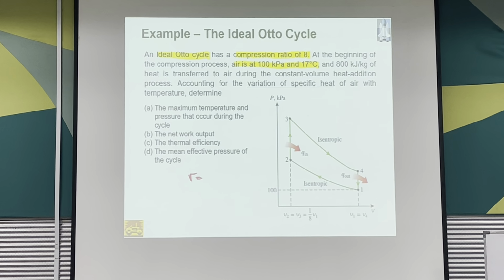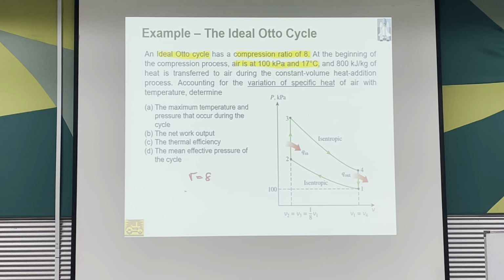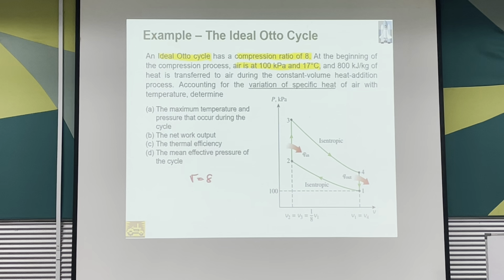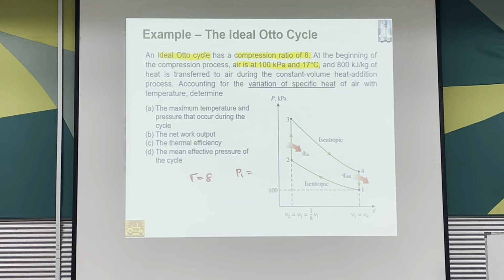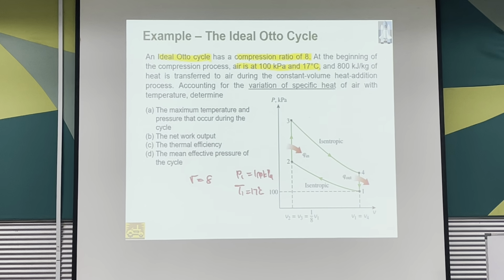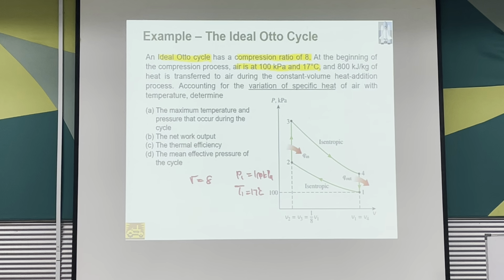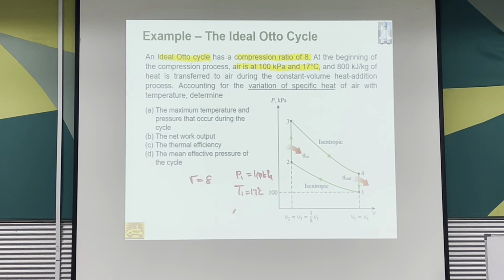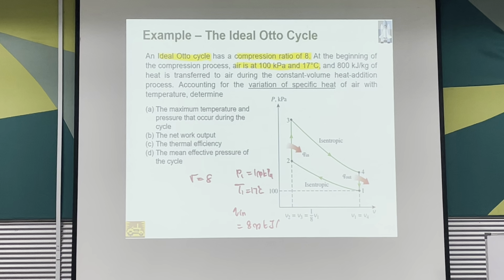So you have r equals 8, P1 equals 100 kilopascal, T1 equals 17 degrees Celsius. 800 kilojoule per kg of heat is transferred to air during the constant volume heat addition process. So Q in is 800 kilojoule per kg.